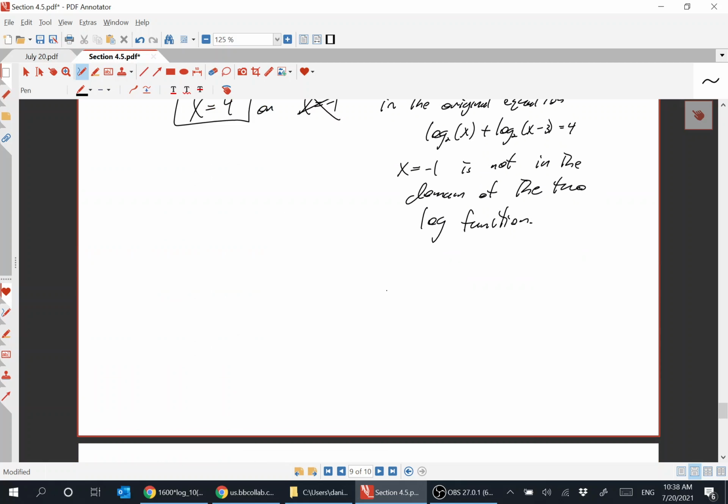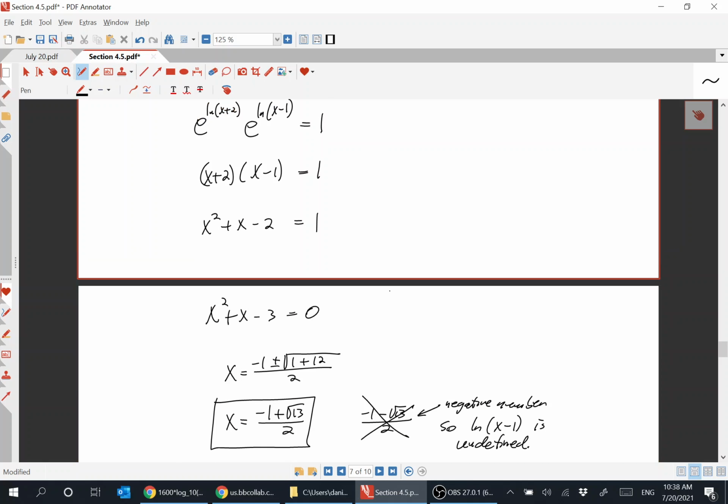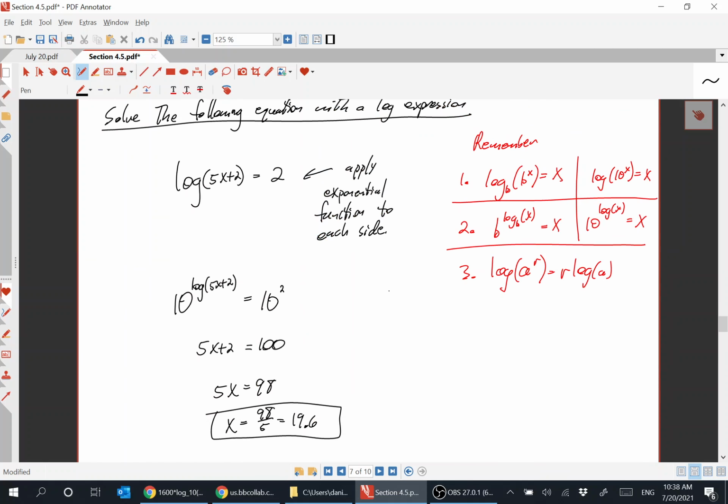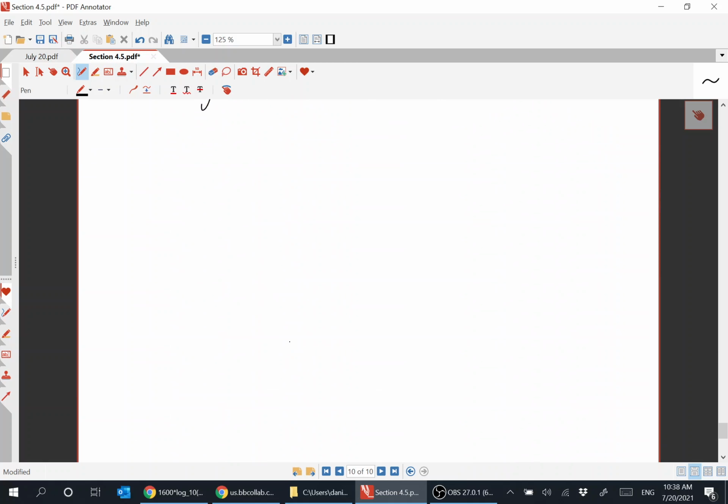Judging from what we've done on these last few problems, in particular this one, right, in this problem we have log base 10 of 5x plus 2 equals 2. So we applied the base 10 exponential function to each side. And then 10 to the log base 10 of 5x plus 2 is just 5x plus 2 equals 100. And then you solve for x. So using that idea, what could we do here?